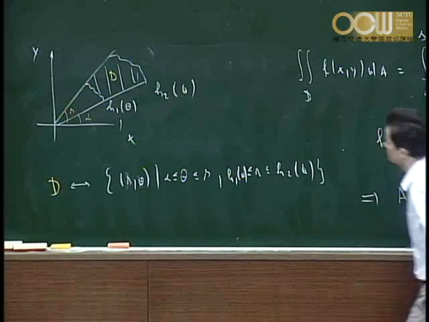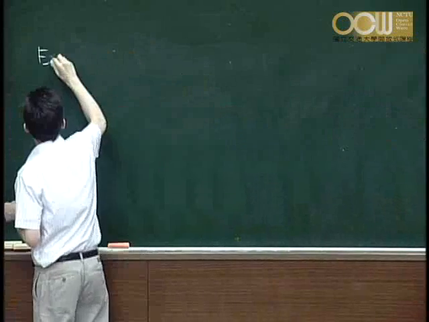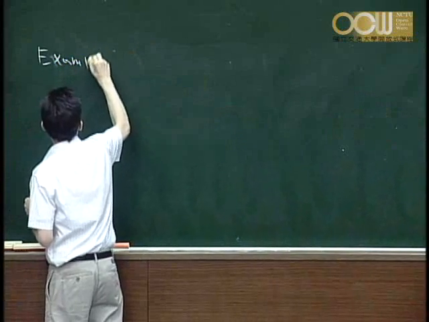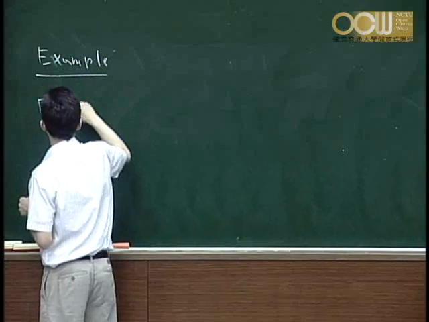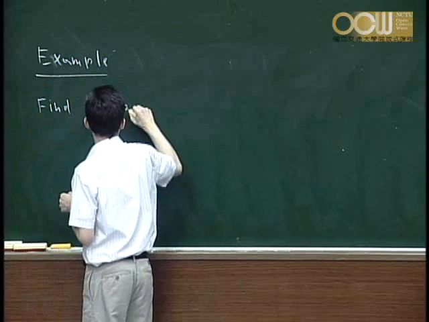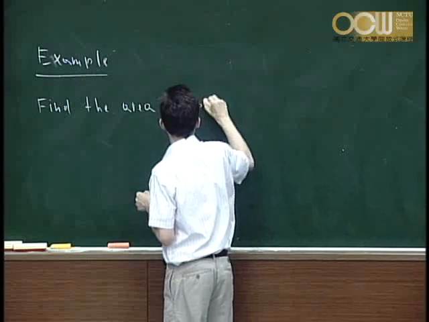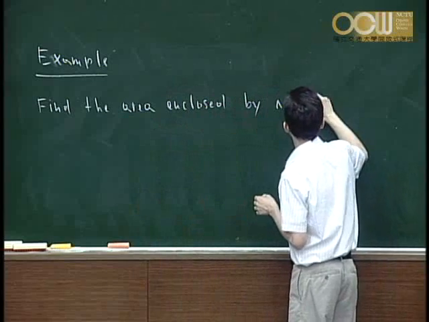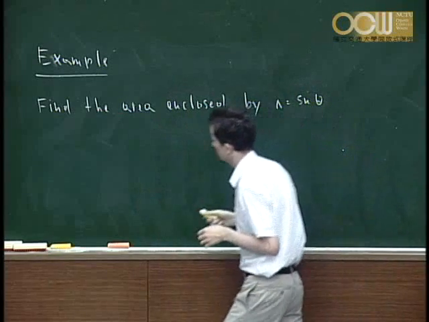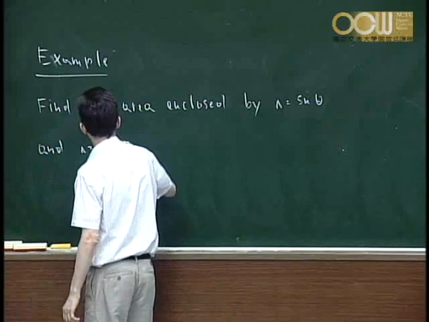Okay, you find some examples in our textbook. Let's look at one example. Use the double integral to find the area enclosed by r equals sine of theta and r equals cosine of theta.